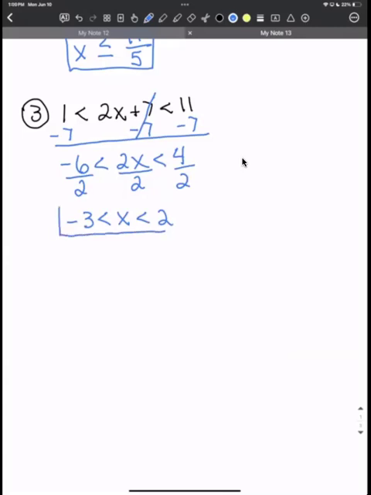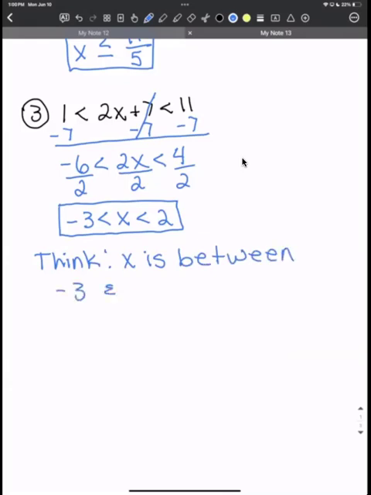Okay, so that's what they asked me to find. That's the answer. But just reading that, I want you to think that's just saying x is between negative 3 and 2. So x is some number between negative 3 and 2.